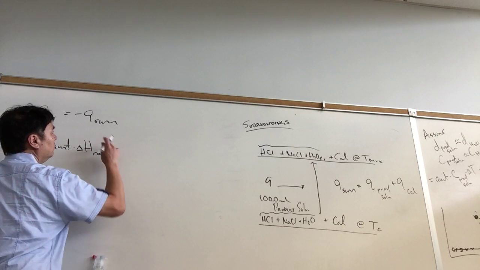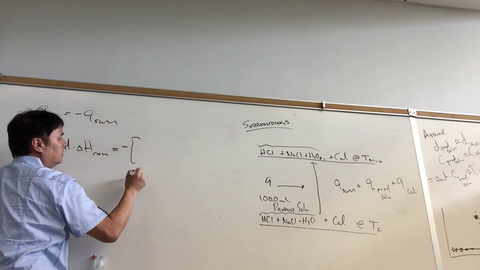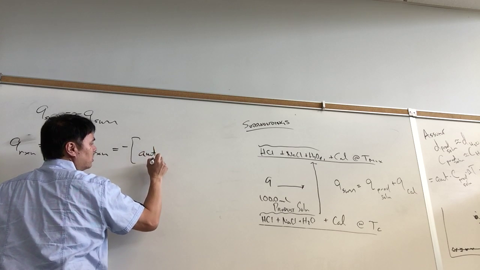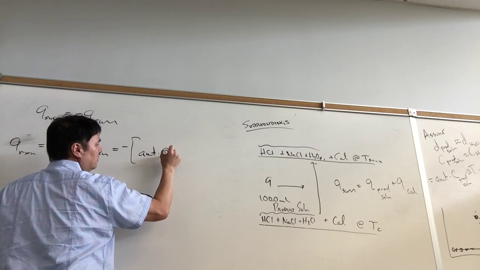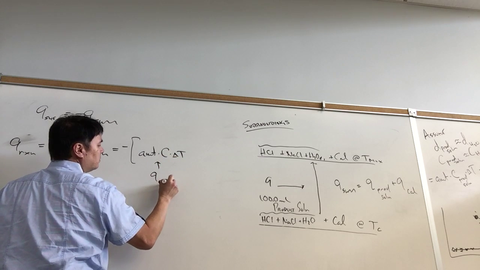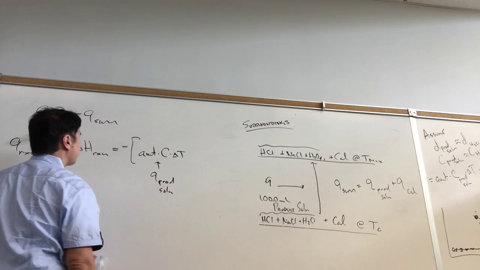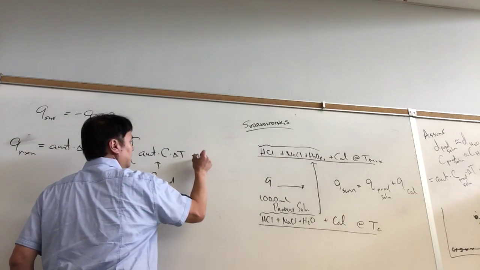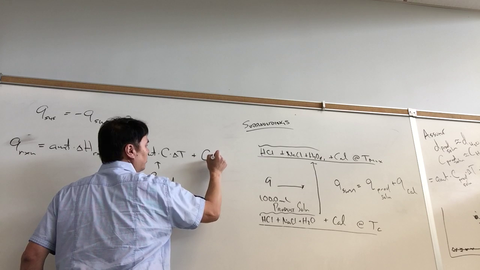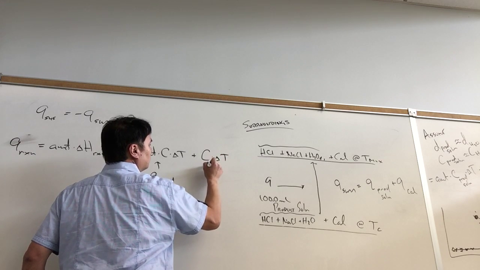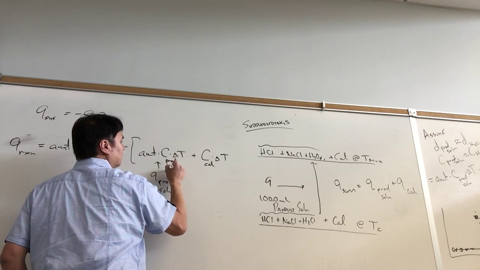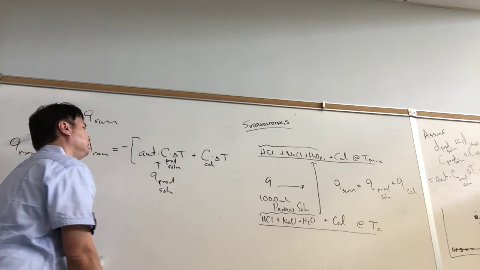Which is equal to the surroundings, so this is going to be negative. The first surroundings will be the product solution, so the amount of product solution times C of the product solution times delta T. So this is Q of the product solution, plus the calorimeter. We only have one calorimeter, so it's C of the calorimeter times delta T. This is C of the calorimeter, this is C of the product solution. Different thing.